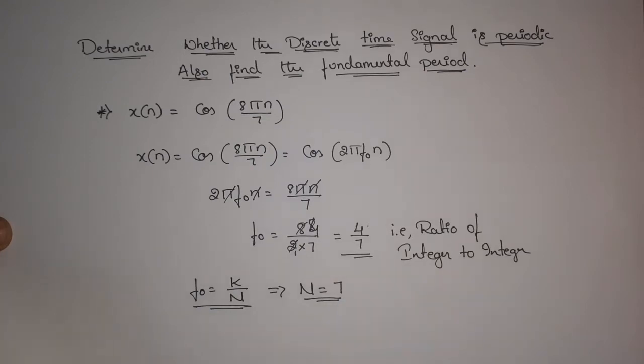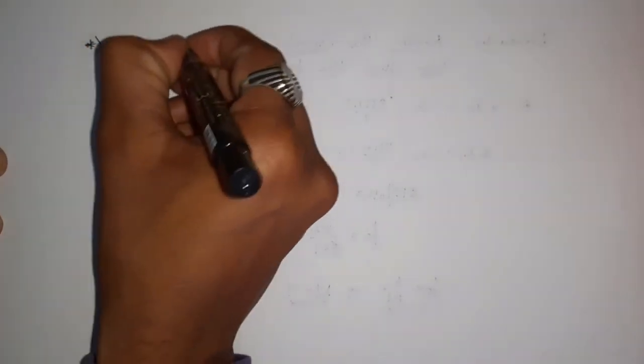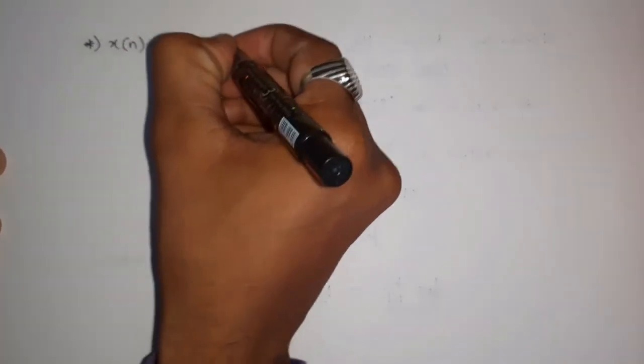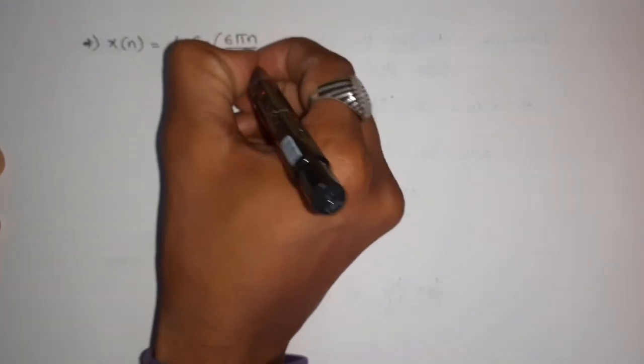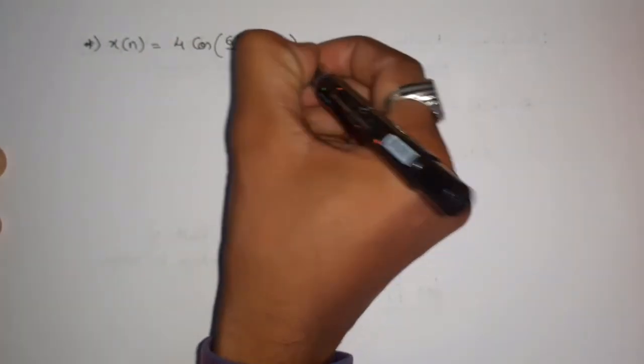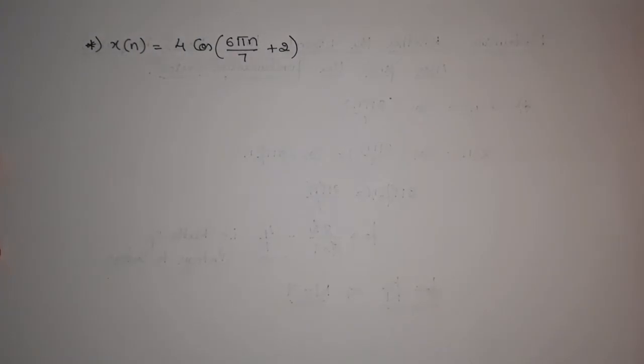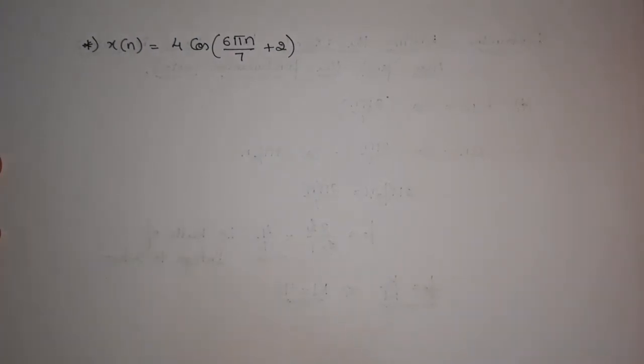Hope you understand this. To know further about the problem, we can take a few more examples, like x of n is equal to 4 cos 6 pi n by 7 plus 2.